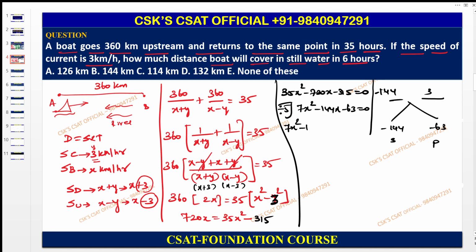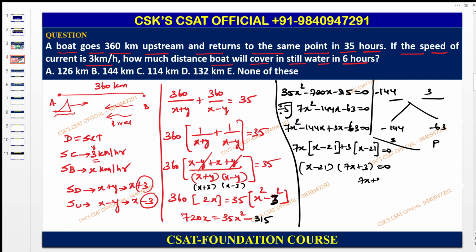So therefore 7x square minus 144x plus 3x minus 63 is equal to 0. 7x you can take as a common. So then x, so minus 21 plus 3 you can take as a common. So x minus 21 is equal to 0. Now you can take x minus 21 as a common: 7x plus 3 is equal to 0. This is not possible because of the negative value. Now x minus 21 is equal to 0. x is equal to 21 km per hour. You have found the value of x.